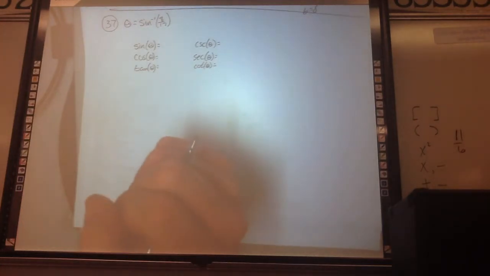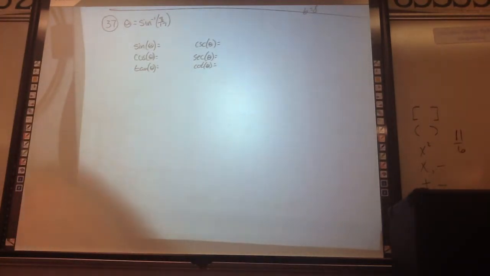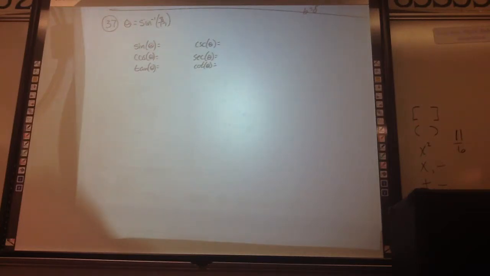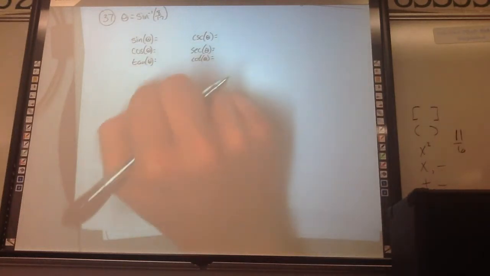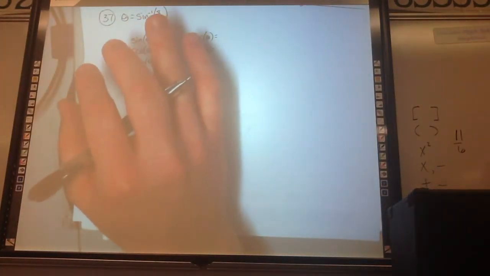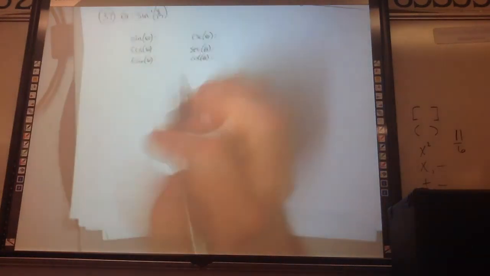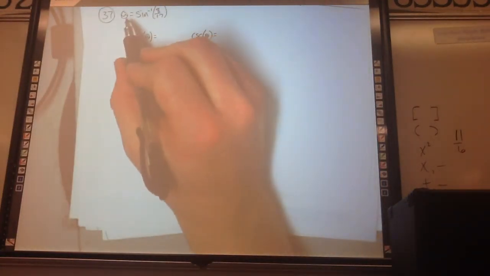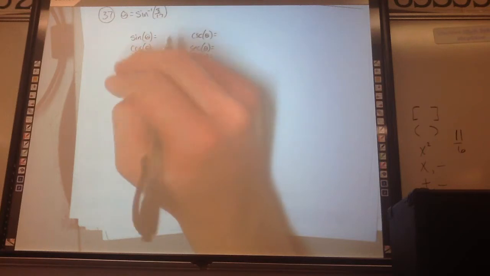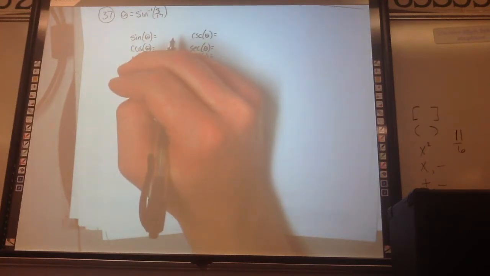How do you get inverse again? Inverse sine of 8/17. Well, in this case, what are you trying to do? You're just trying to figure out these, right? Should we draw a picture? Yeah, we sure should. How can we draw a picture though? All we know is that the angle equals the inverse sine of 8/17.